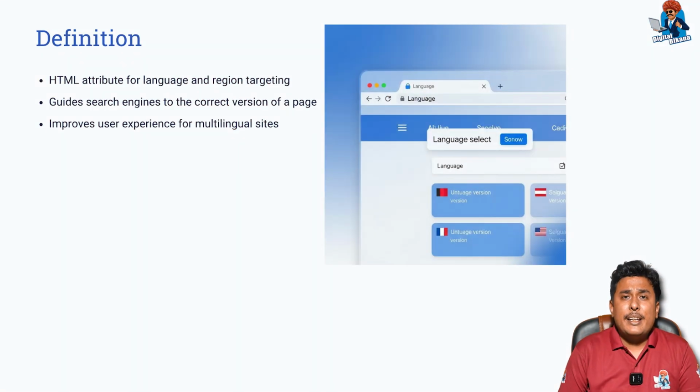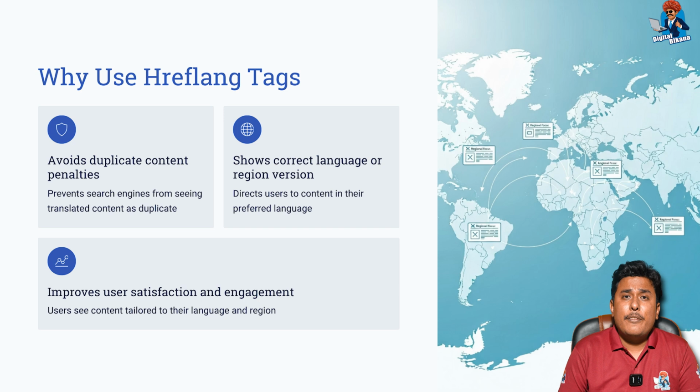The Hreflang Tag is an HTML attribute that tells search engines which language and regional version of a page to show to users. It helps deliver the most relevant content based on the user's language or location. Hreflang tags prevent duplicate content issues between similar pages in different languages. They make sure the user sees the right version of your site, increasing engagement and conversions.